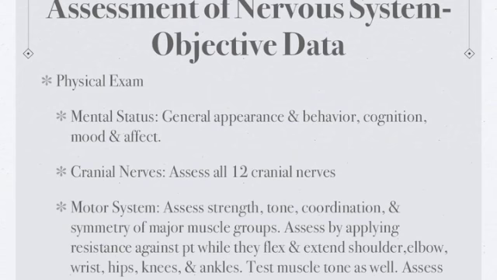Are they responding to you? Are they alert and oriented times 4? Are they actually able to answer your questions? Are they crying? Are they very stoic? Cranial nerves, throw those things in here again. You want to assess all 12 cranial nerves.